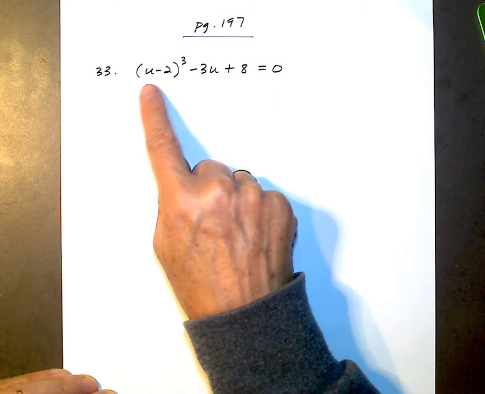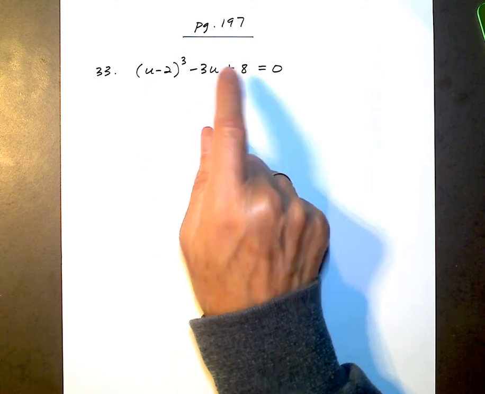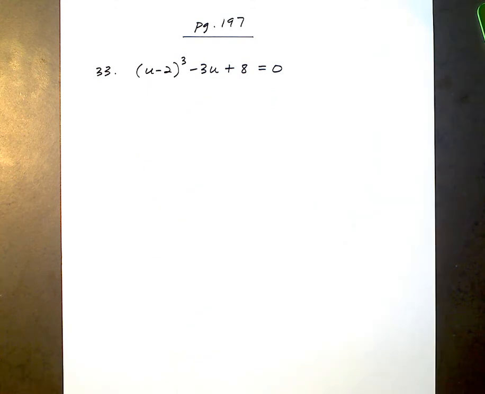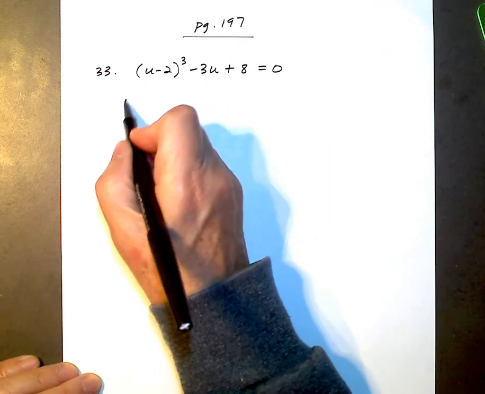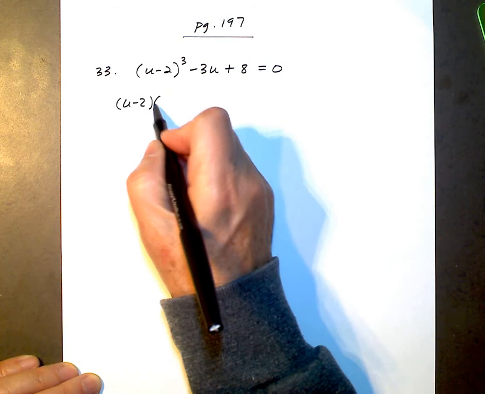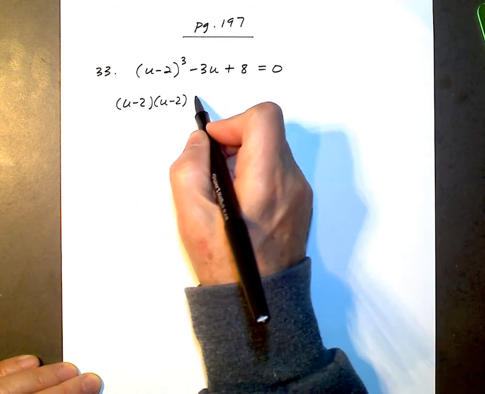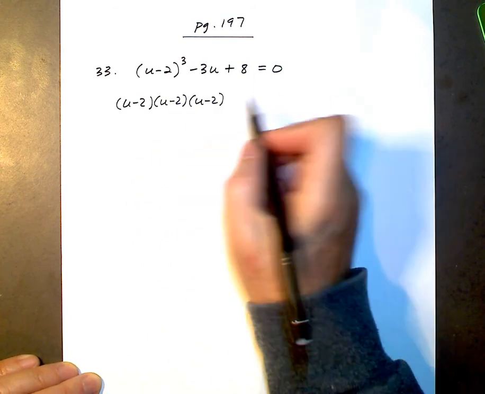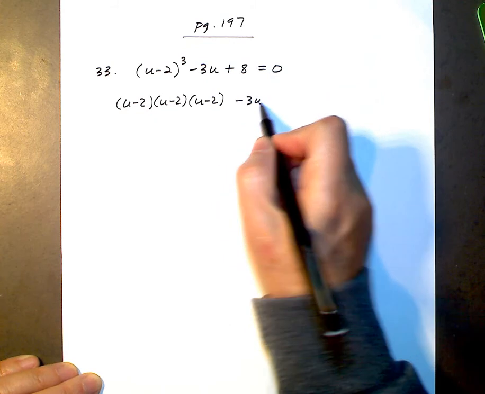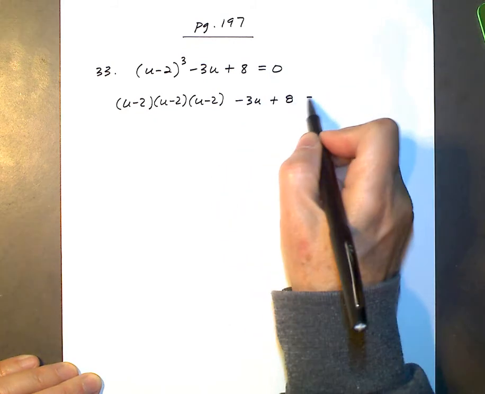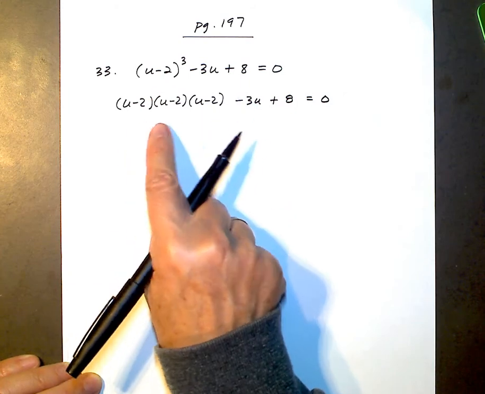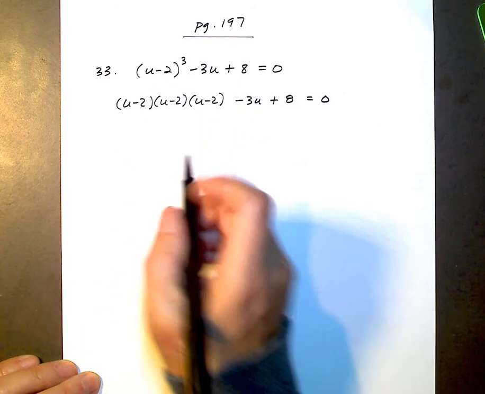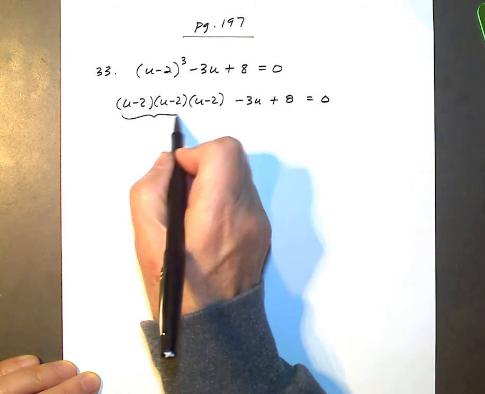This u minus 2 is not the same as this u. It's not in any kind of quadratic form, so what you really have to do is take that u minus 2 to the third power and multiply it out. And then you'll have your minus 3u plus 8 equals 0. So I just wrote this in expanded form with the u minus 2 as a factor 3 times. So I'm going to multiply these two together first.